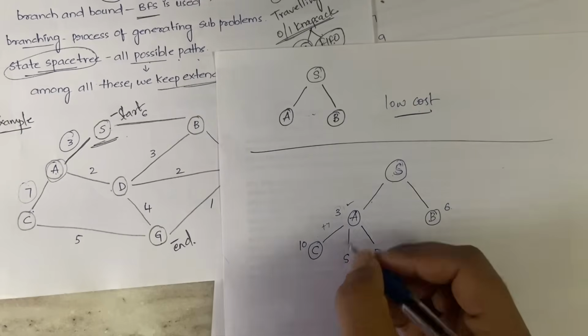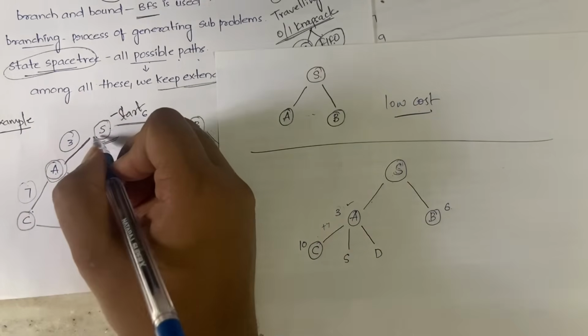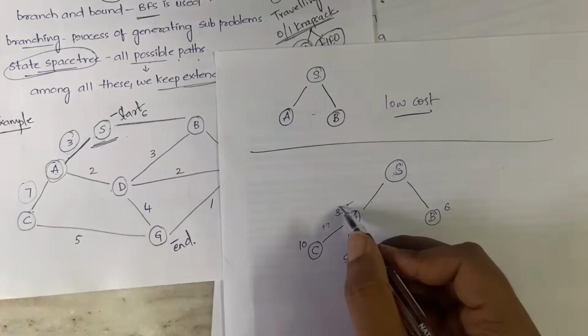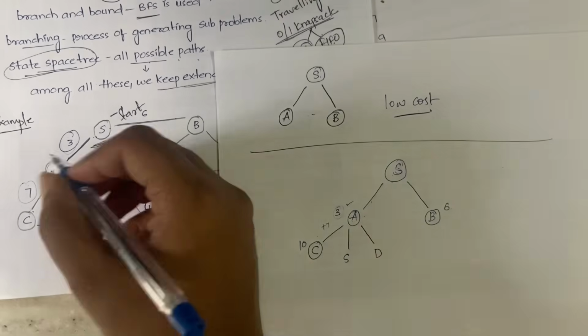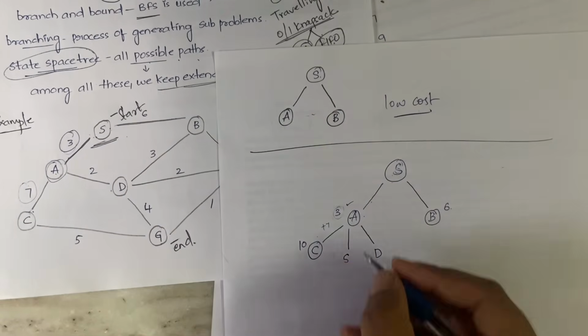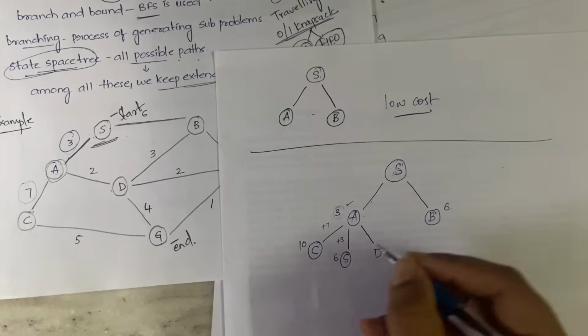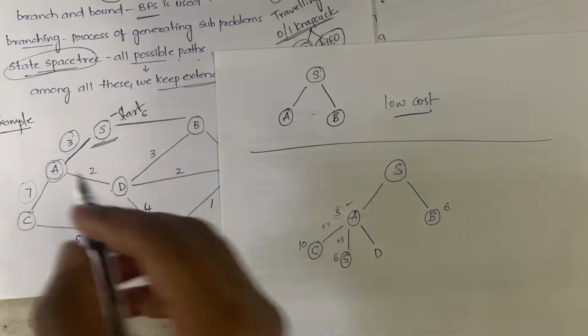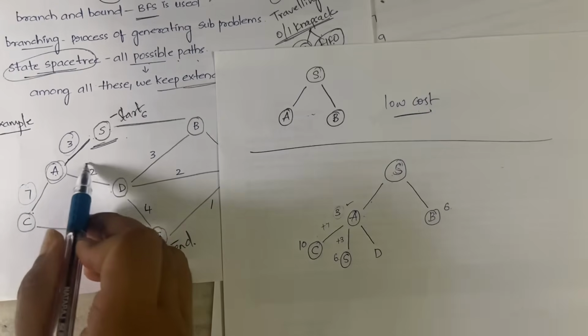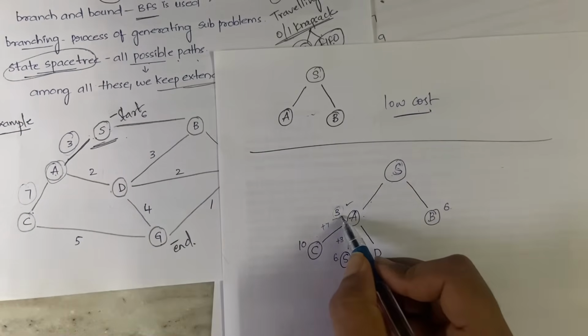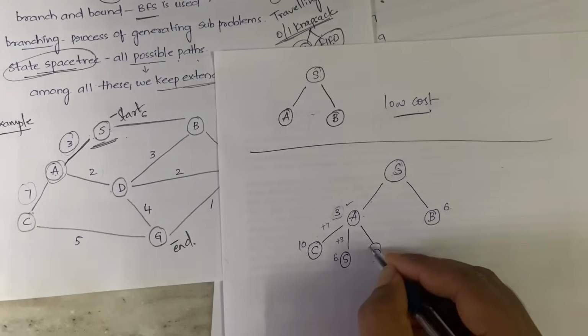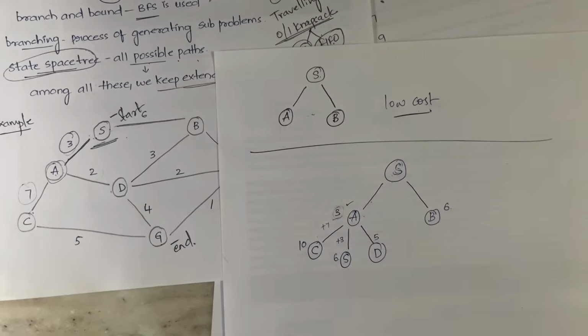Now from A to S. From S to A, it was already 3 units. Again from A to S, what is the cost? 3 units. So 3 plus 3, you will get 6 here. Now from A to D. From A to D, what is the weight? 2. So, till here it is already 3. So 3 plus 2 will give you 5. Okay, so this is about A.